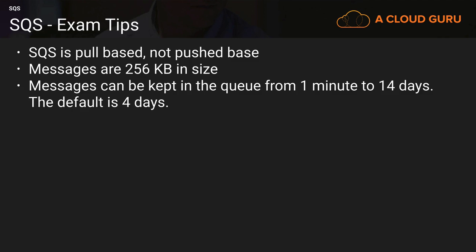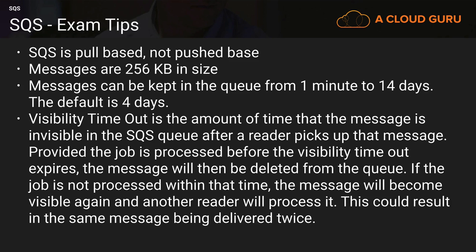So my exam tips: remember that SQS is pull-based, it's not push-based. Messages are 256 kilobytes in size. Messages can be kept in the queue from 1 minute all the way through to 14 days, and the default is currently 4 days. The visibility timeout is the amount of time that the message is invisible in the SQS queue after a reader picks up that message. Provided the job is processed before the visibility timeout expires, the message will then be deleted from the queue.